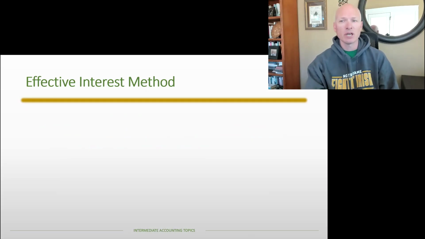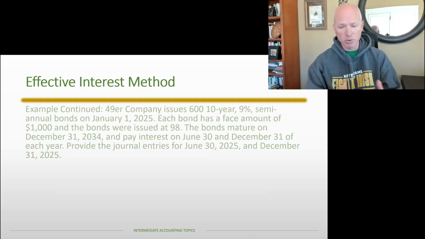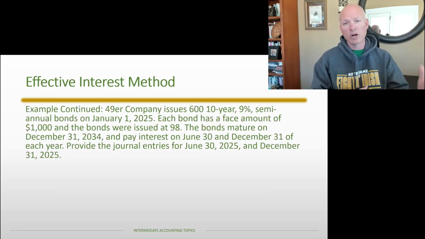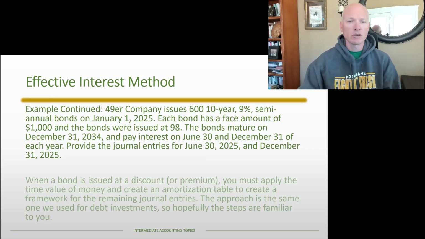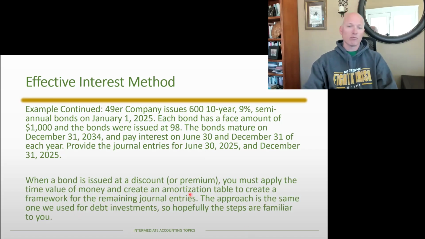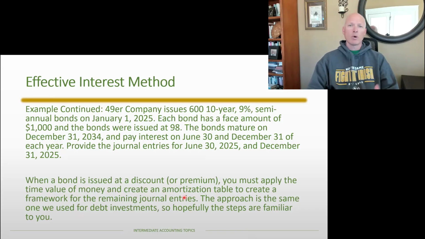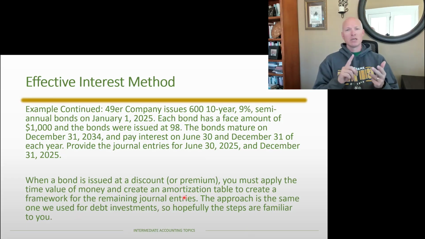And so we have this interplay between what's going on in the market and what's going on in the contract. The issue here is we have something that's being issued at a discount, or a premium, and we need to apply the time value of money and create an amortization table. That amortization table is going to show us what happens to interest payments, interest expense, the discount amortization, all of that, and what happens over time.